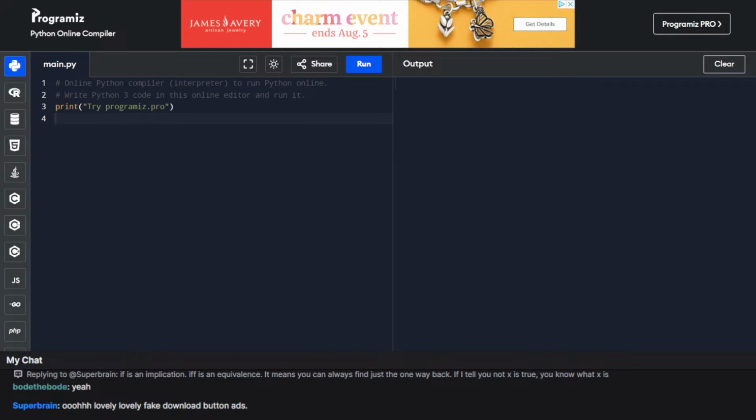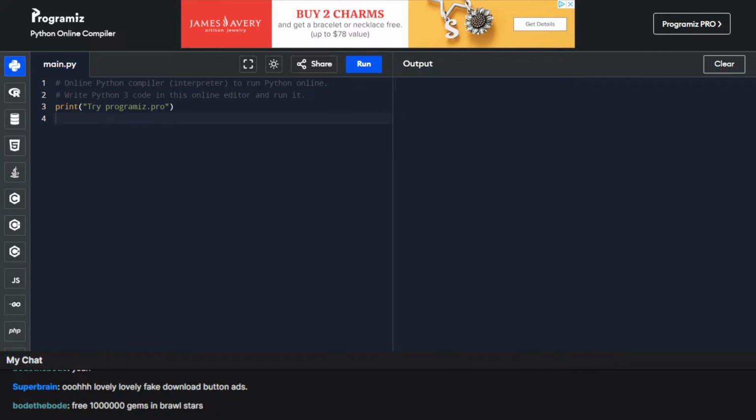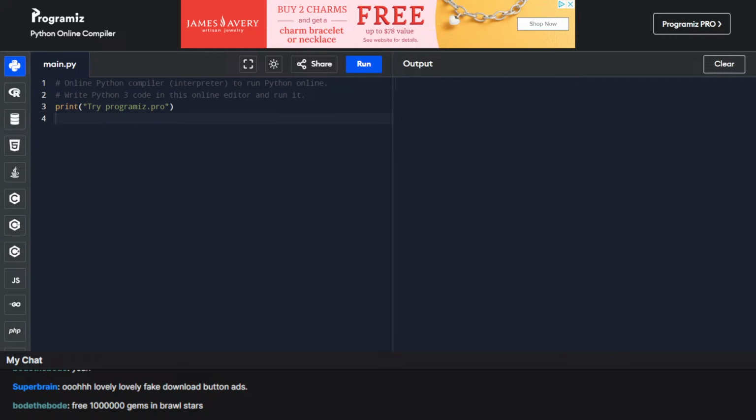Superbrain says lovely fake download button ads. Oh, I know, right? Those are so toxic. I mean, everyone is used to them at this point, and everyone knows not to click on them. But they're so toxic, though. I remember when I was a kid, I would fall for that, which is actually pretty sad. My first computer did end up getting viruses on it. You can't blame me, I was just a kid. But no one should fall for those at this point in time. Somebody says it works on kids. Gems in Brawl Stars. Free Robux. Sorry, that's what they're called, aren't they?